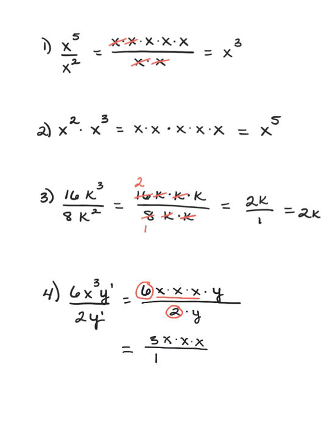And now I look at the y's. I have 1 y in the denominator and 1 in the numerator that can cancel with each other. And so now all my y's are gone. So my final simplified form is 3 times x to the 3rd power.